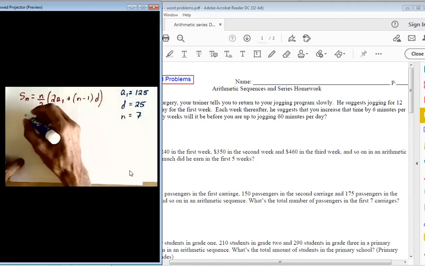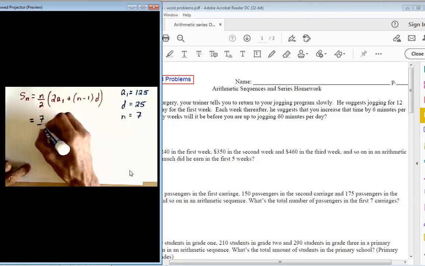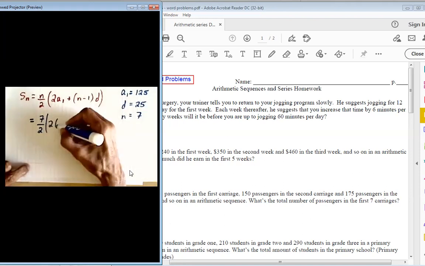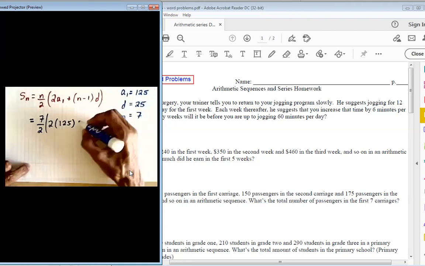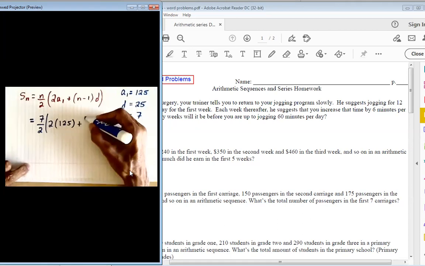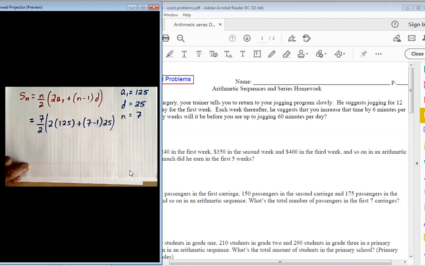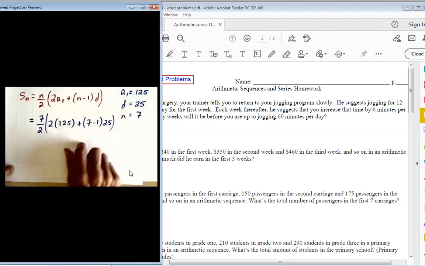Okay, so going in for N, we get 7 over 2. From class, we got 2 and 125. Brackets for the substitution there. Plus 7 minus 1 there. 25, squeezing it in. Second set of brackets to close it off there. Okay. So it did look nice. Now it's starting to be a little crowded.